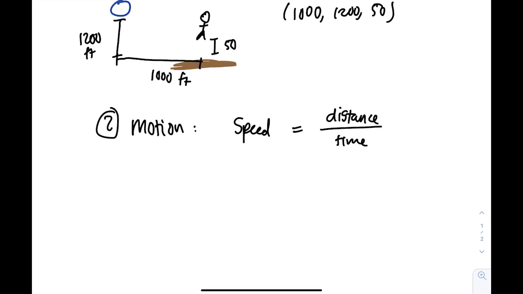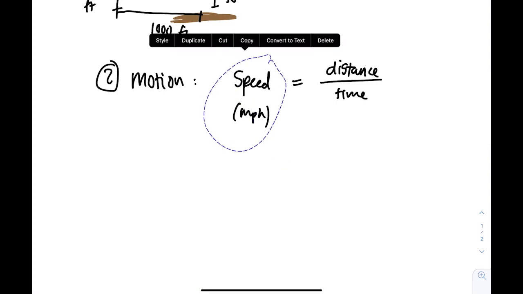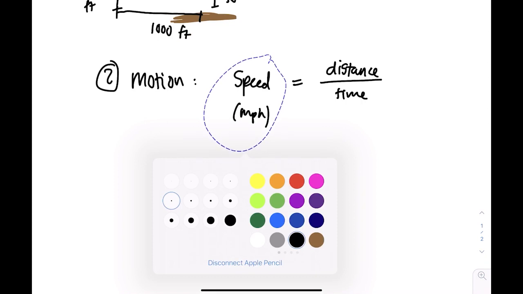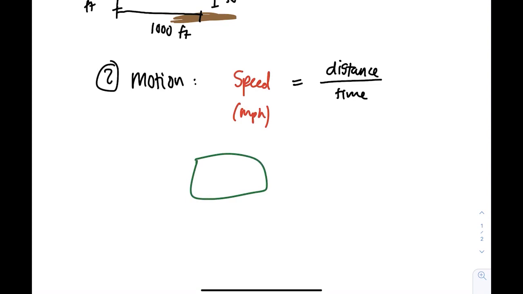For example, speed can be miles per hour, which measures the speed of your car. So let's say now we have a car, and this car is traveling at 65 miles per hour.